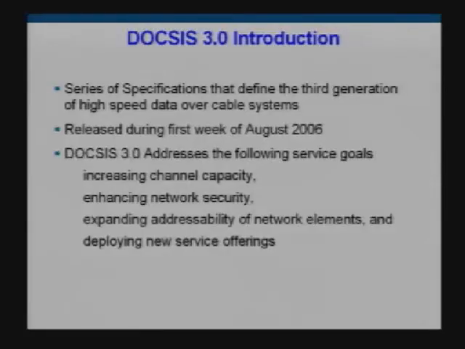I think we already talked about some of the motivating factors behind DOCSIS 3.0, and one is to provide increased channel capacity to account for the ever-increasing bandwidth requirements in the access network. Second is enhancing the security, and the next one is expanding the addressability of the network elements by adding support for IPv6, and then eventually the need to deploy new service offerings with high data rates and things.